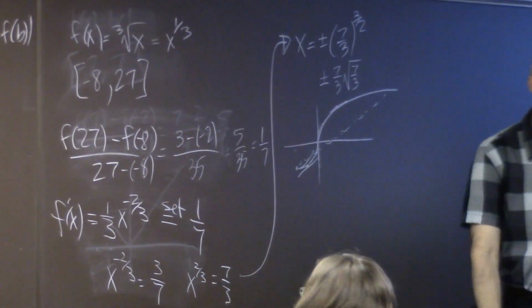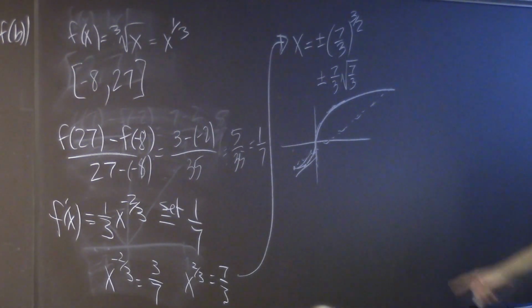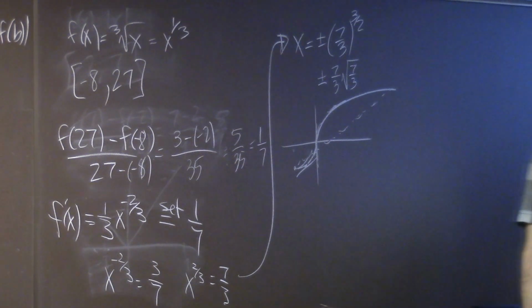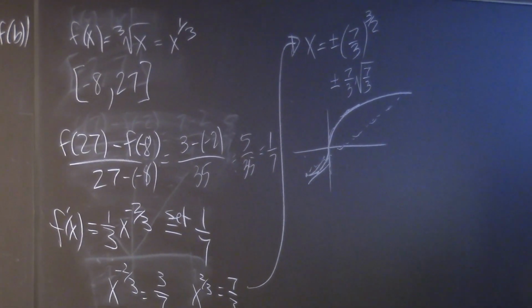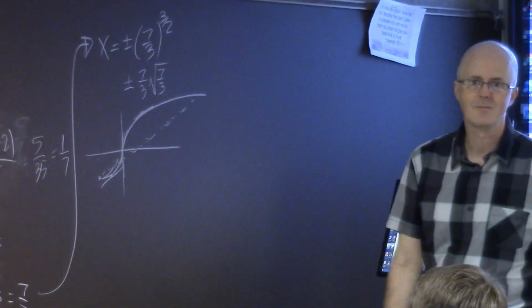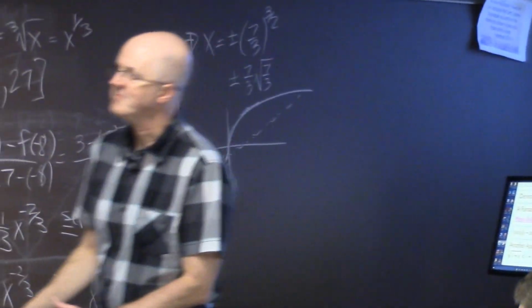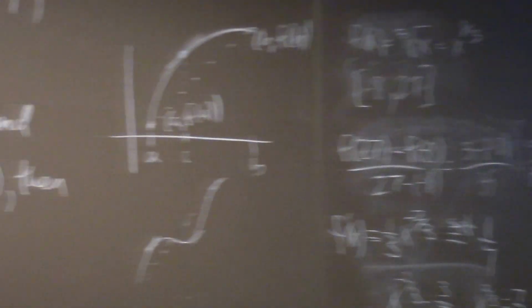It's not drawn very well. Those points actually should be equal distance from x equals 0, but I didn't draw it that way. So you get the main points here? This is a theorem. We are going to prove it.